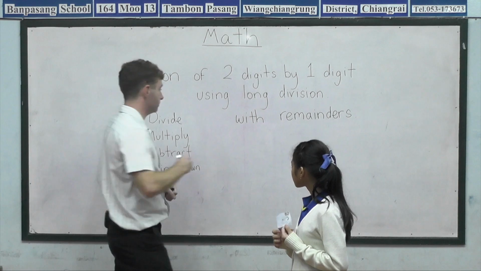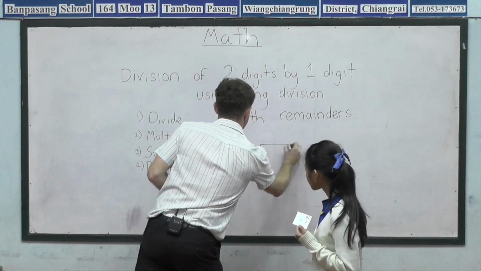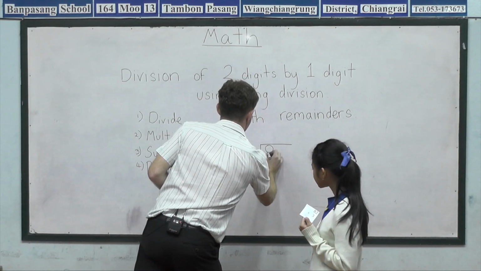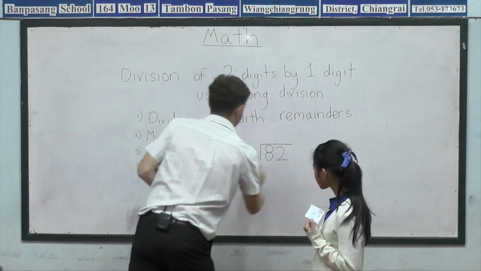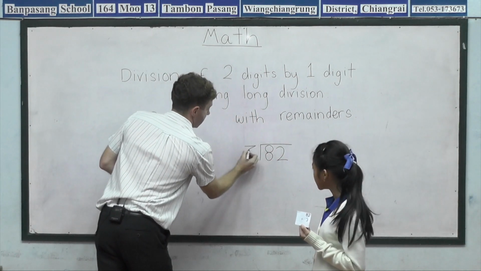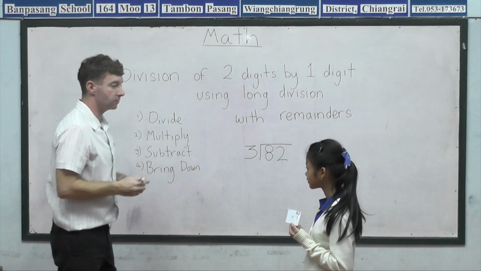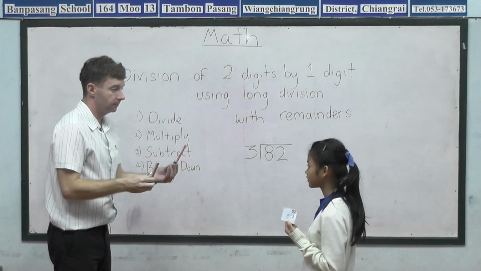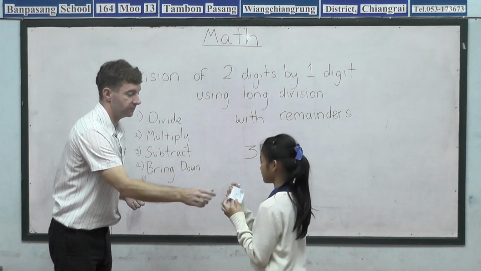82 divided by 3. And down. What colour would you like? Black. Okay, let me take that for you.